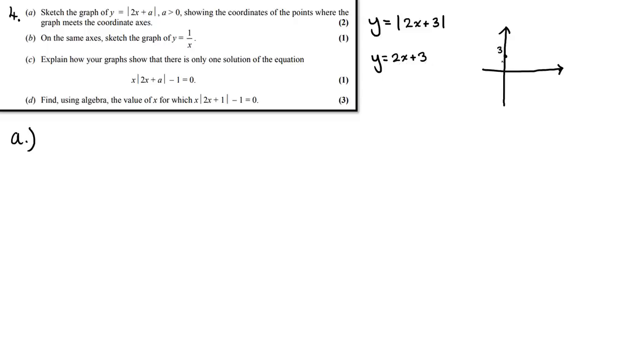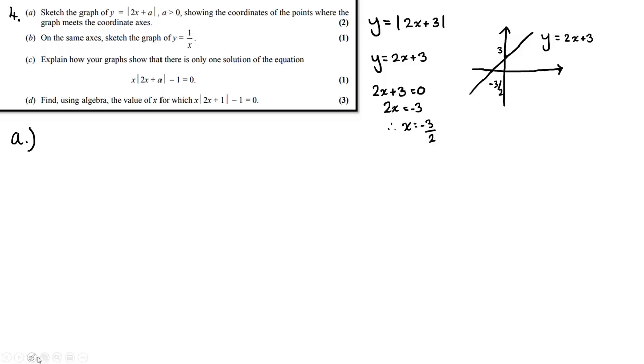Let's say that's there. And in terms of the x-axis, well, that's when y is equal to 0. So we get 2x plus 3 is equal to 0. So 2x would be equal to minus 3, and therefore x would be equal to minus 3 over 2. So it would cut through the x-axis, let's say there, at minus 3 over 2. If you were to sketch that, this is just the equation of a straight line. So it's going to look something like this. So that's y equals 2x plus 3. But what we're concerned about essentially here is the modulus of 2x plus 3.